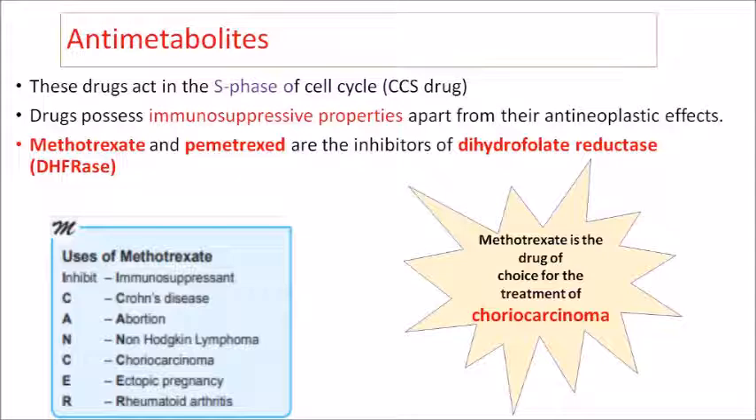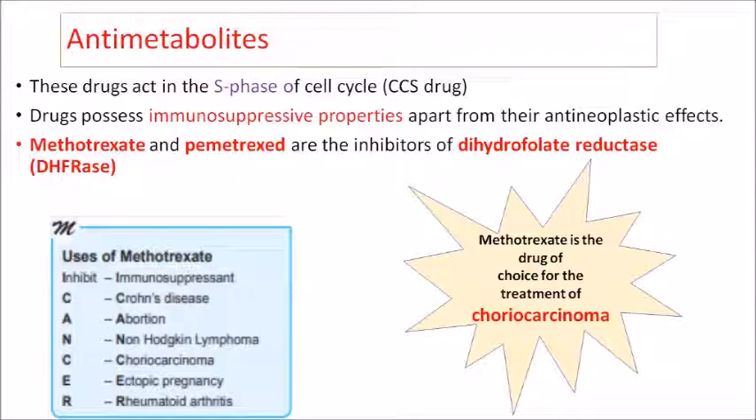Anti-metabolite drugs act in the S phase of the cell cycle. These drugs have anti-neoplastic effect, we know. In addition to this, they have immunosuppressive properties also. So methotrexate and pemetrexed are the drugs. Their mechanism is inhibition of dihydrofolate reductase. So dihydrofolate does not get reduced to form tetrahydrofolate. Uses of antimetabolites, especially methotrexate, can be remembered using "methotrexate inhibit cancer". So you have to expand the "inhibit cancer". Inhibit, you should remember, it is an immunosuppressant, we already mentioned.